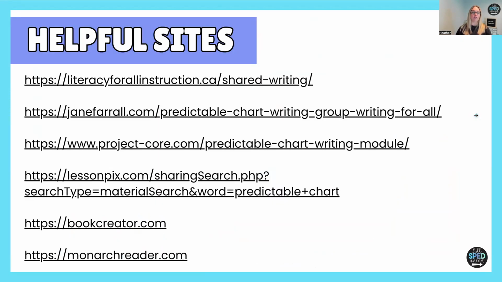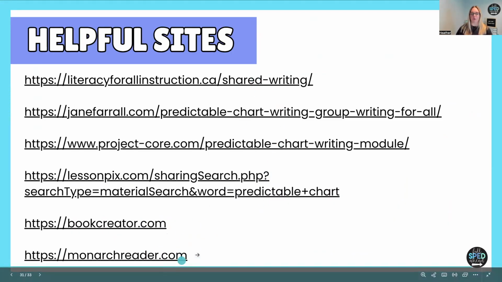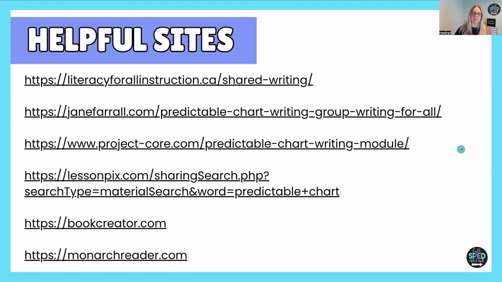All right, so here are some helpful sites. Again, take a screenshot. I can share this replay slide if you would like. And so here's some fantastic websites that I found for predictable chart writing that I go to for all the things. It's called Shared Writing for Literacy for All, but most all the other ones are Predictable Chart. And then Book Creator and Monarch Reader as well is linked there. So again, take a screenshot of this and that way you have all of these links.